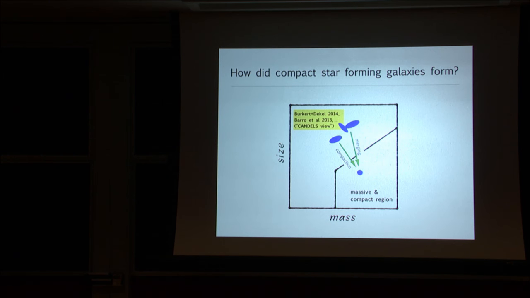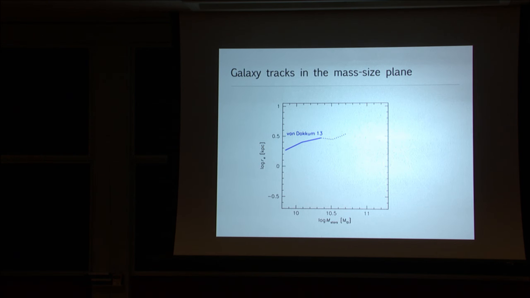So we try to address this, or to try and answer this, by asking the question, how do galaxies actually move in this plane, both in data and in simulations, when they're just forming stars, when they're doing their sort of normal thing, right? Just if you take a large galaxy population, where does it go in this diagram? And so I'm plotting a bunch of tracks here. This is from a paper that we did a few years ago.